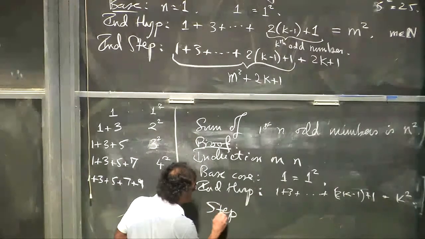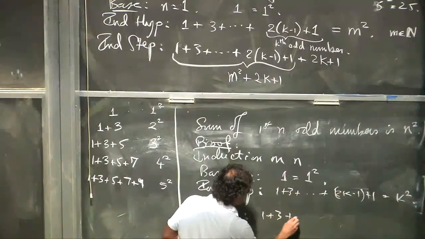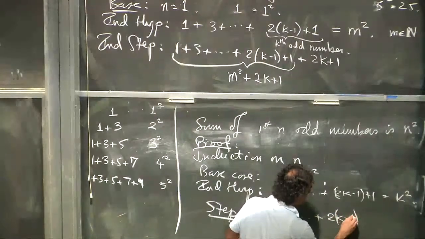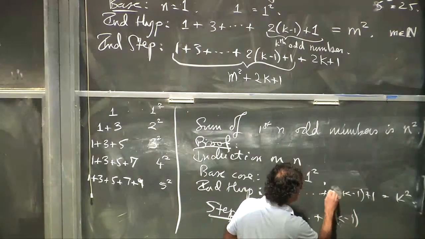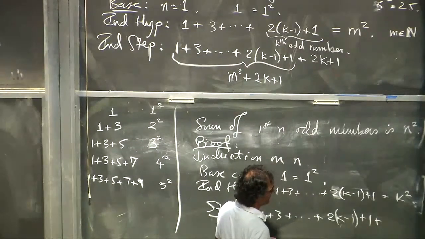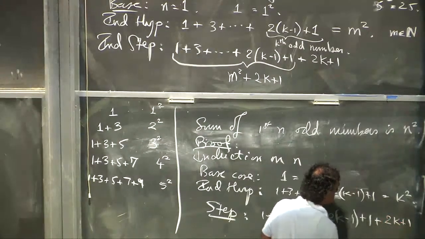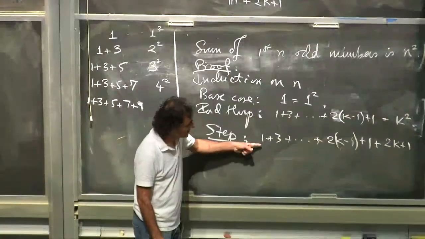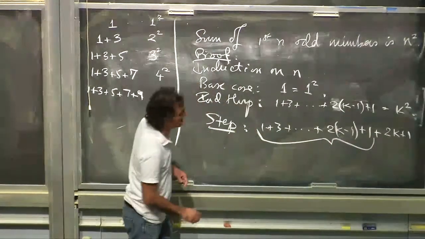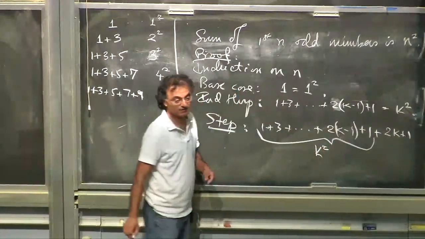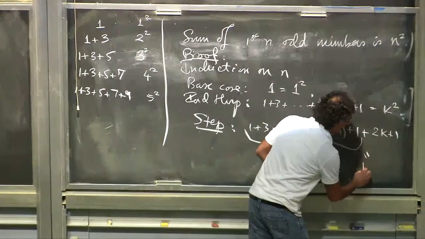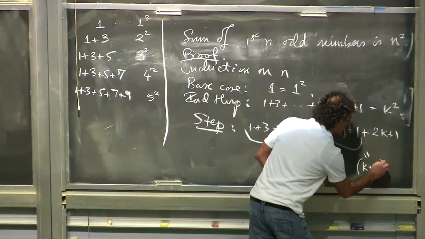The step: 1 plus 3 plus dot dot dot plus 2k minus 1, plus 2k plus 1. Now we say, by the induction hypothesis, these first k terms sum up to k squared. And lo and behold, we have k squared plus 2k plus 1, which is equal to k plus 1 whole squared. And we are done.